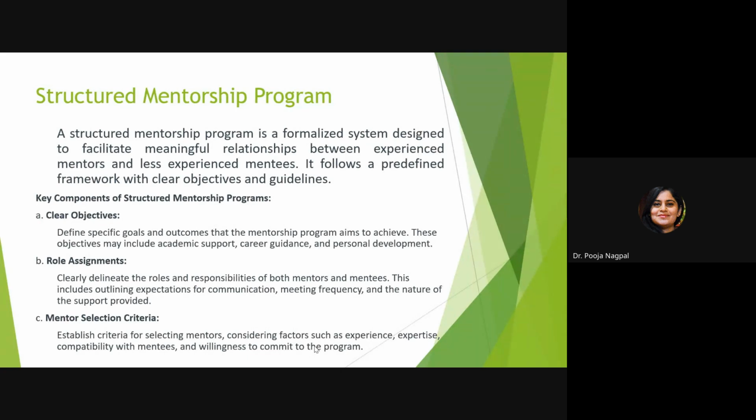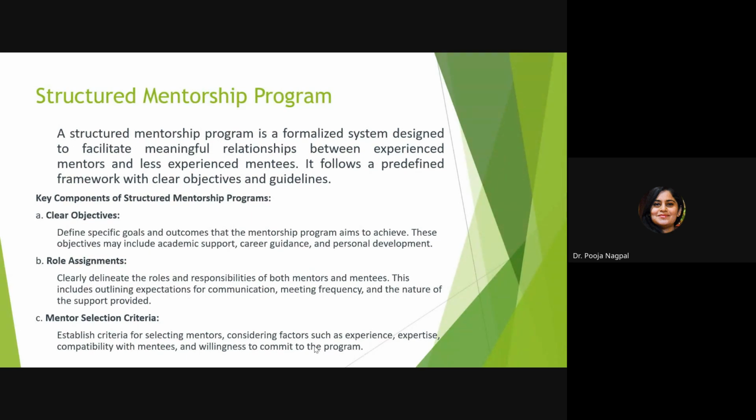A structured mentorship program is a formalized system designed to facilitate meaningful relationships between experienced mentors and less experienced mentees. It follows a predefined framework with clear objectives and guidelines. Now, what are the key components of this structured mentorship program? Clear objectives: define specific goals and outcomes that the mentorship program aims to achieve. These objectives may include academic support, career guidance, and personal development.